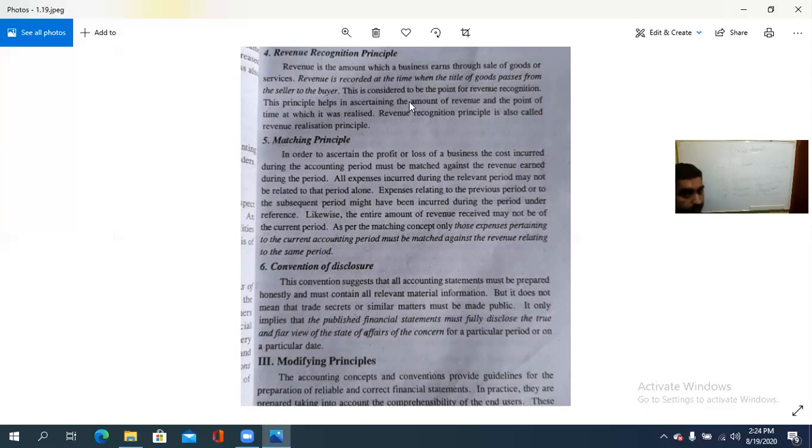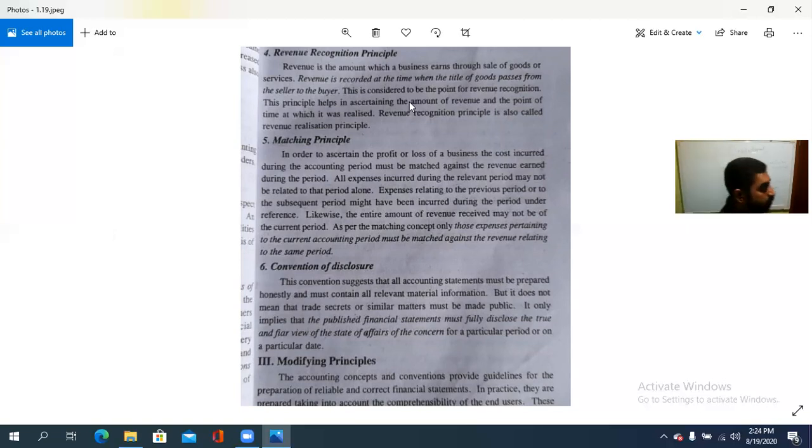Matching principle is that all the expenses incurred during the relevant period may not be related to that period alone. ആ ഒരു സമയത്തെ മാത്രമല്ല. So, in order to ascertain the profit or loss of a business, the cost incurred during the accounting period must be matched against the revenue earned during the period. So, revenue is equal to expenses. It should be matched, not equal. It should be matched with the expenses. Either the expenses should be matched with the revenue and vice versa.